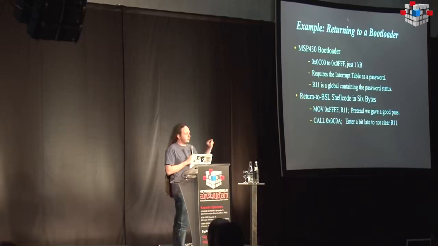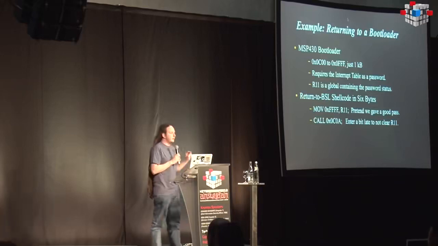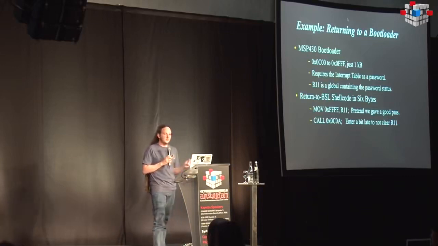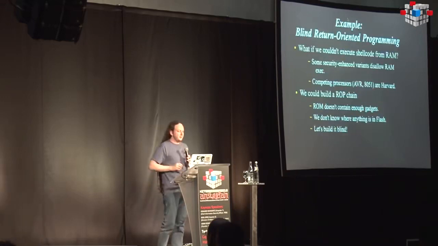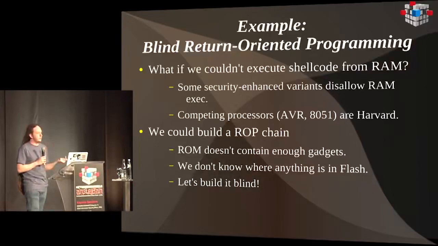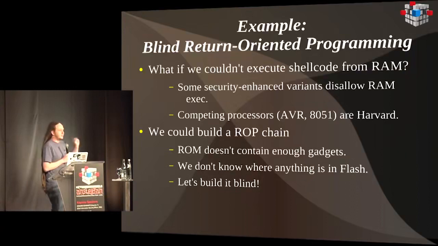Now, if you can execute RAM, you can do this in just 6 bytes. You have an instruction that moves FFFF into register 11, setting the requisite bit. And then you do a call to just a little bit late in the firmware. So the bootloader begins at C00. If you enter at C0A, you will have skipped the clear register 11 instruction. But if you can't execute from RAM, then you need to use return-oriented programming, or really just a return to libc that bounces it through a few places before you get there.